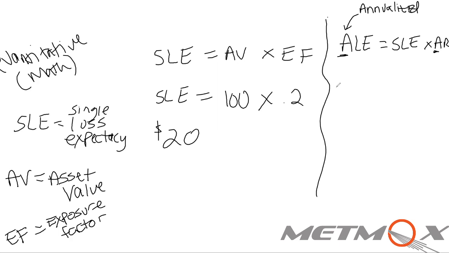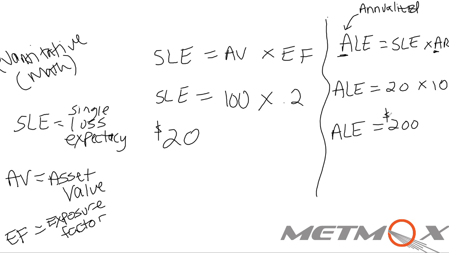Well, I know my ALE is going to have to be equal to my single loss expectancy, which is $20, times my annual rate of occurrence, which I just said is 10 times a year. So my annualized loss expectancy is $200. I'm going to lose $200 a year by denial of service attacks. This is a quantitative risk assessment.